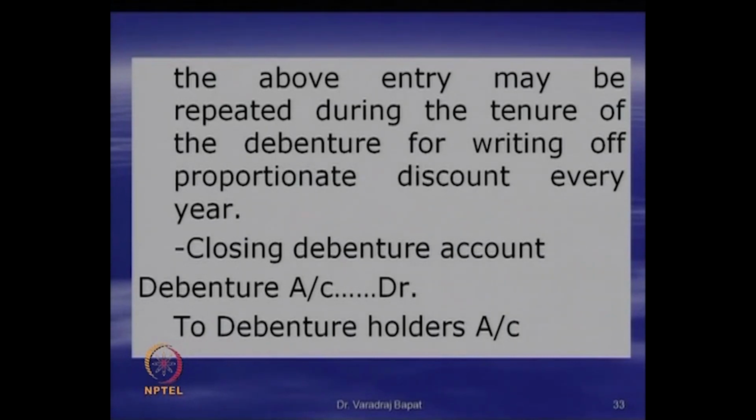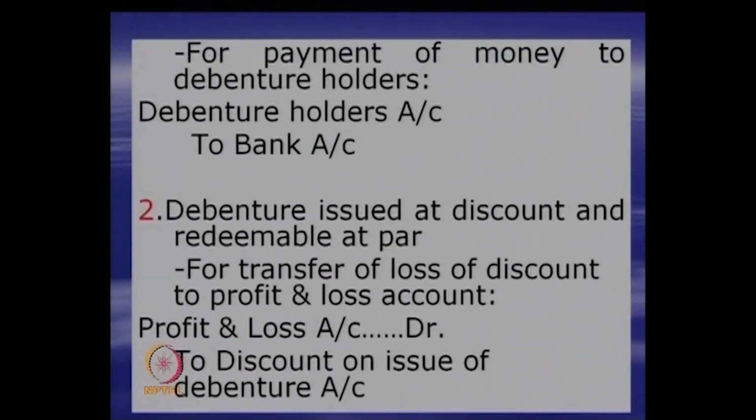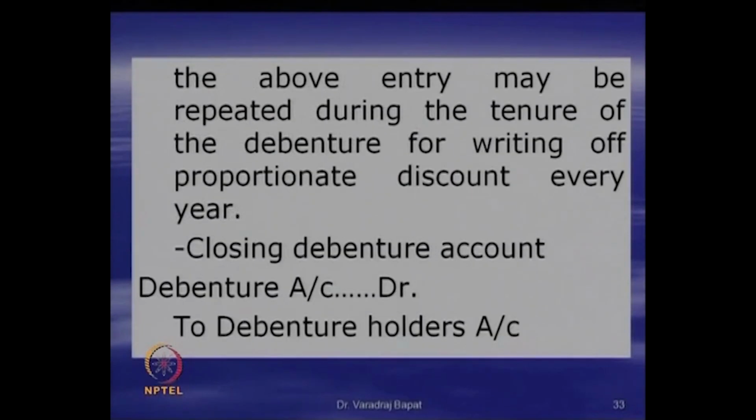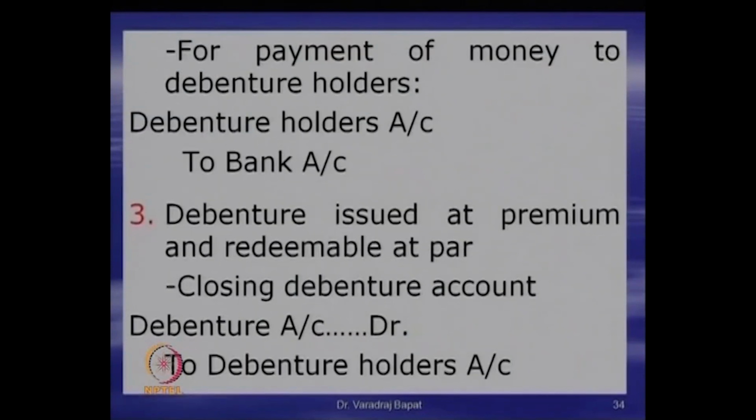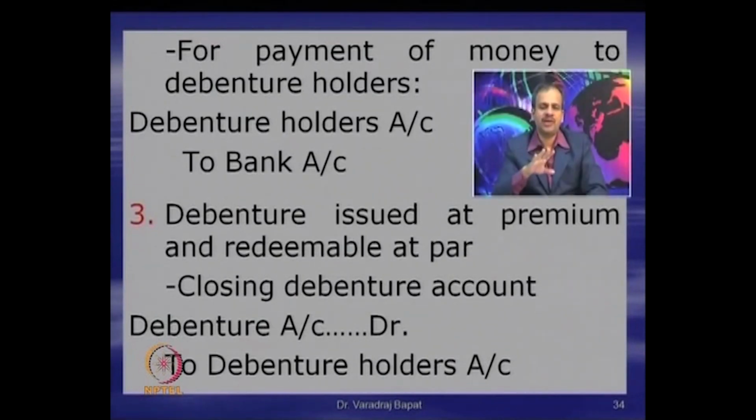Now, this loss on issue of debenture, or the discount, may be written off proportionately every year. In that case, this first entry, that is P&L to discount, will be repeated every year for that much amount. So, let us say there is a discount of 3 rupees, I may write off 1 rupee each year, like that. This entry is the same, debenture holders are being paid. So, debenture holders account debit to bank account.